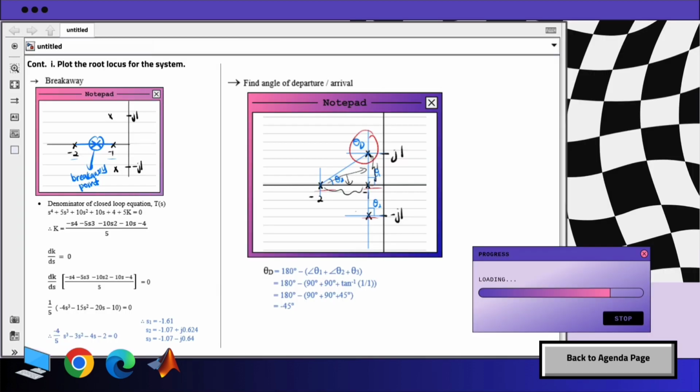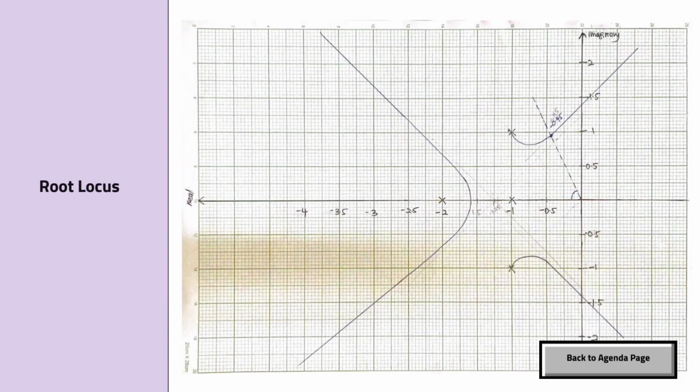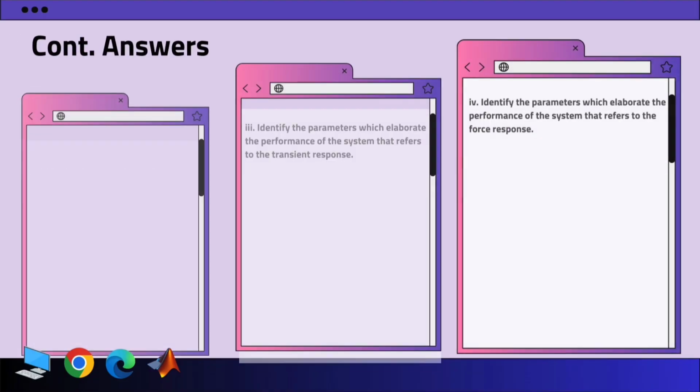This is the calculation for breakaway and we know that the poles are located on negative 2 and negative 1. So the breakaway point will be negative 1.61 and the angle of departure is negative 45. And this is the root locus that was drawn from the calculation that we did.